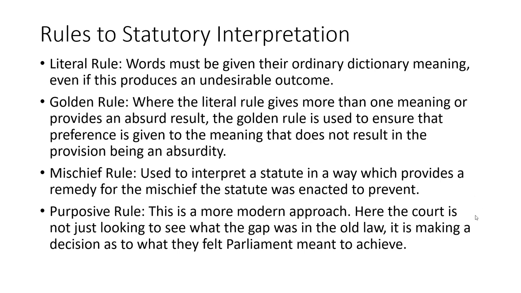So if you apply the literal rule, you will give the ordinary dictionary meaning, even if it gives an absurd result. But if you do not want to follow the absurd result, you will go for the golden rule. According to the golden rule, that meaning will be assigned to the words that does not give an undesirable outcome and fits the context of the words. Coming to the mischief rule, it is used to interpret a statute in a way which provides a remedy for the mischief the statute was enacted to prevent.